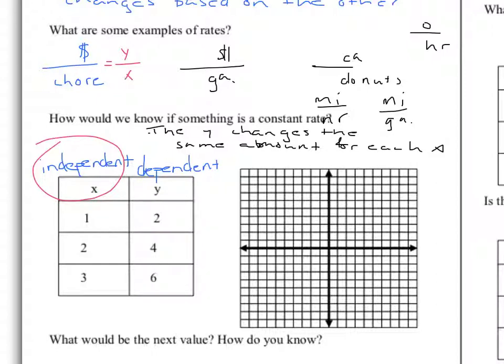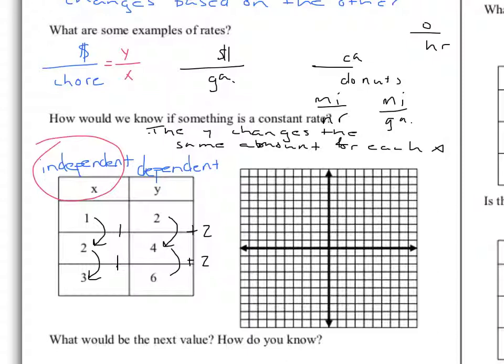The y changes the same amount for each x. What we can see down here is that our x is changing 1 and our x is changing 1. So this is going to tell us how much it's changing for each x, because we are only moving 1 x. How much is y changing? It is a positive 2 and a positive 2. So what we can see here is that this does appear to be a constant rate.